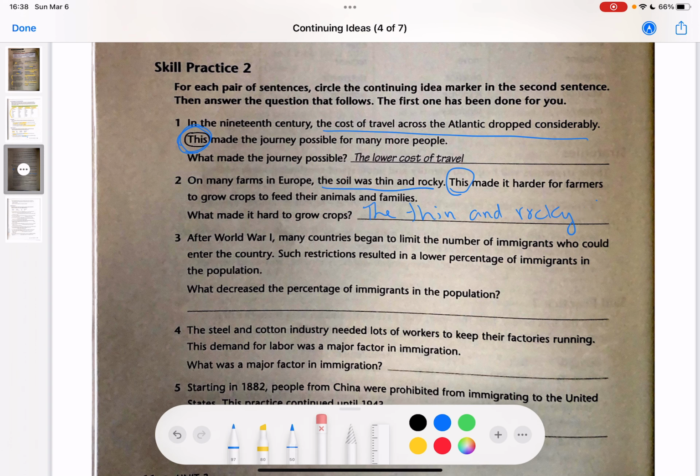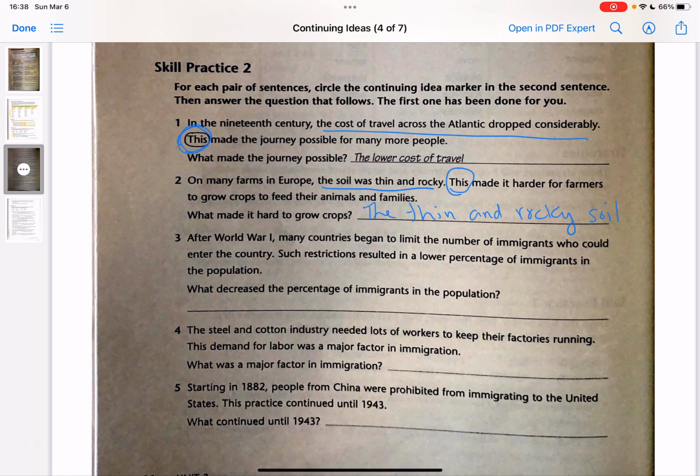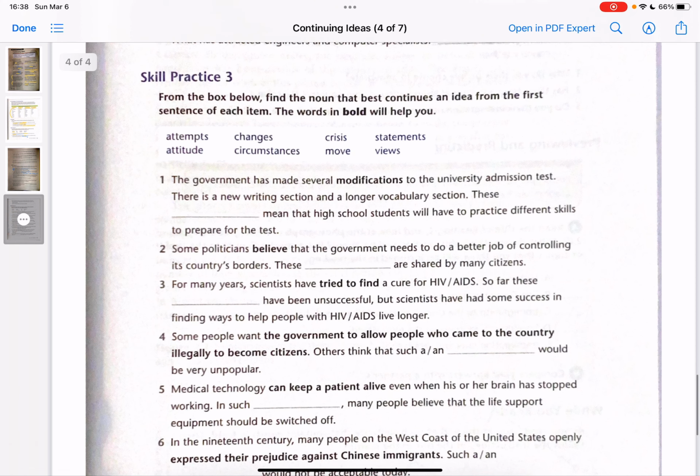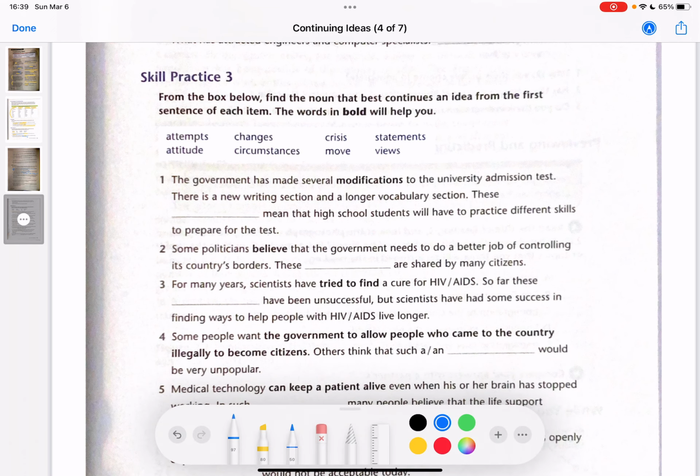Okay, all right. And now I want to do just one more with you from skill practice 3. So on to the next page. Here you're going to find the noun that best continues an idea from the first. You want to look at the word in bold because we're looking at synonyms, right? Remember that a synonym plus this or these or the or such can help you to continue an idea from the previous sentence.